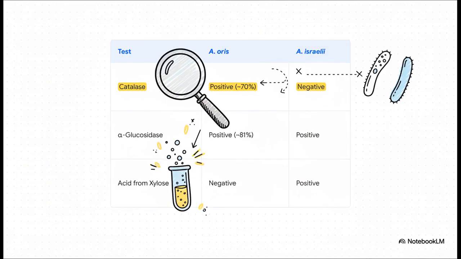Okay, let's talk biochem. The single most useful test here is probably the catalase test. Now, it's not foolproof. Nothing ever is, right? But about 70% of Actinomyces oris are catalase positive. And since Actinomyces israelii is always negative, a positive result really points you in the right direction. It's a simple but really helpful clue.